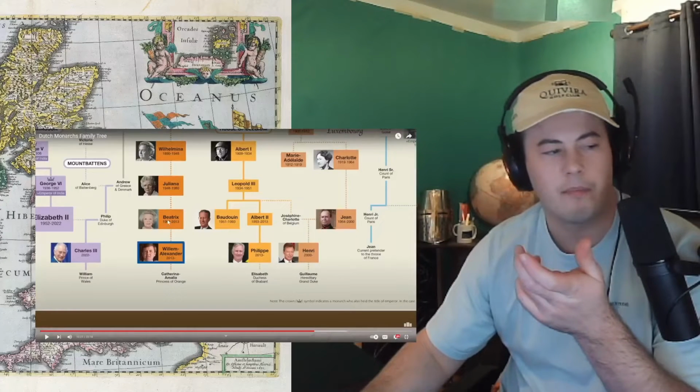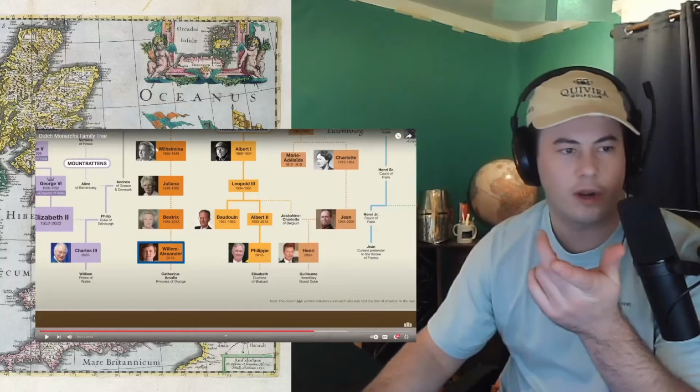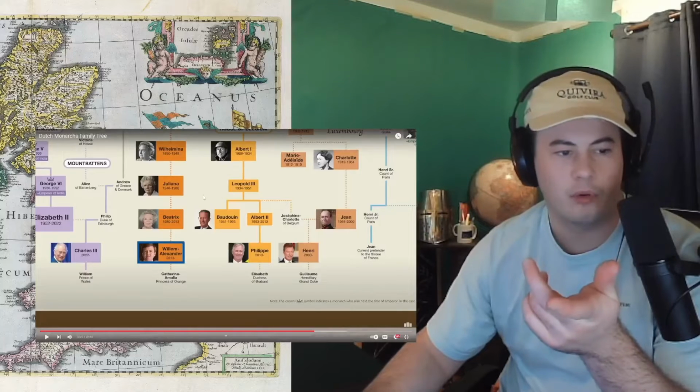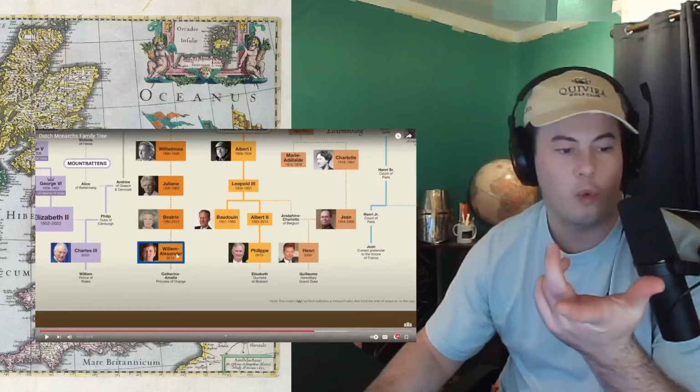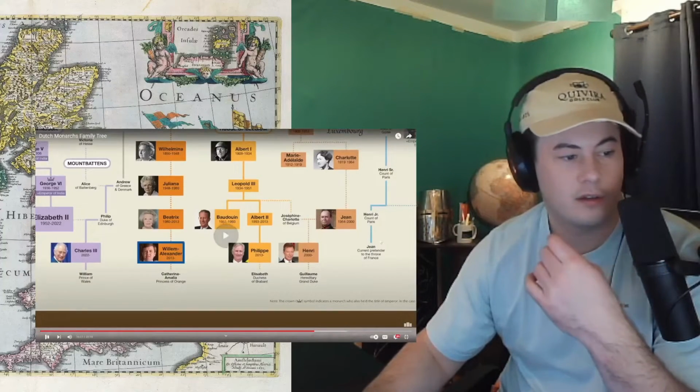Such amazing, cool names. Charlotte's a great name. Wilhelmina, Leopold, Beatrix, I think is great. Willem-Alexander.